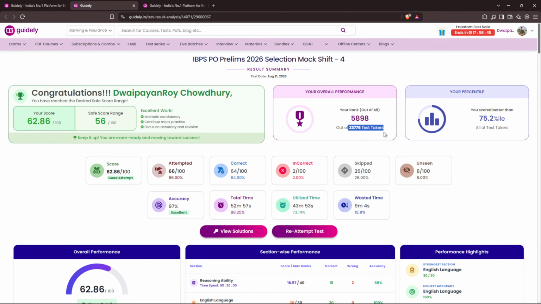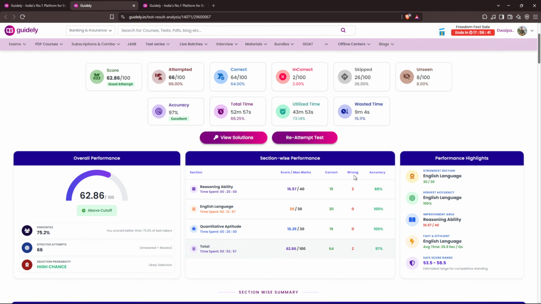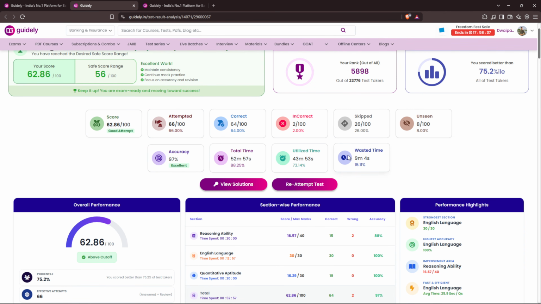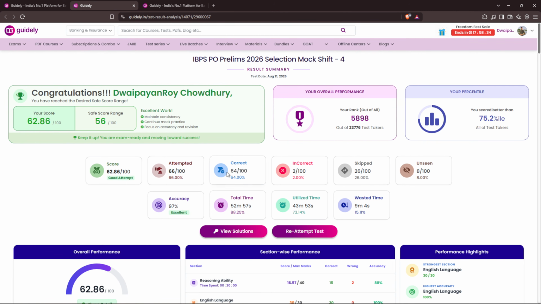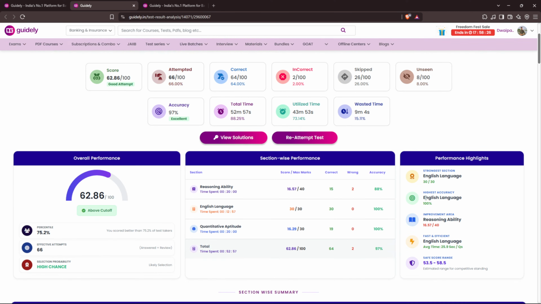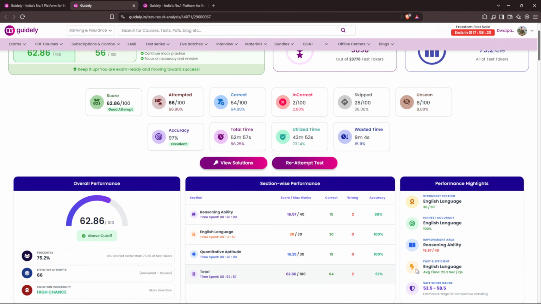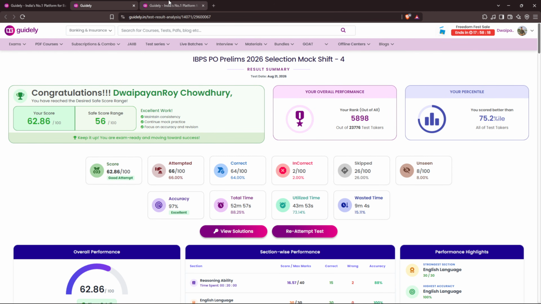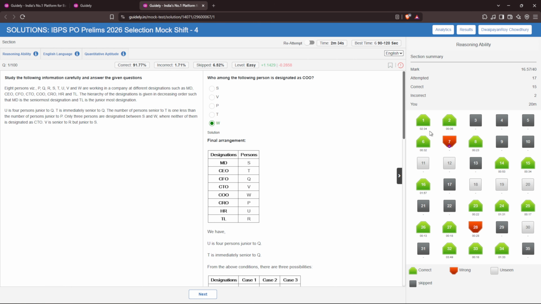Yeah, it's a terrible rank, terrible percentile. Accuracy might be good, but it's of no use if I'm not attempting enough. It should have been at least 74 to 78. At least that kind of attempt should have been done. English was easy, so it was not something to worry about, but yeah, definitely not going to happen in the exam.